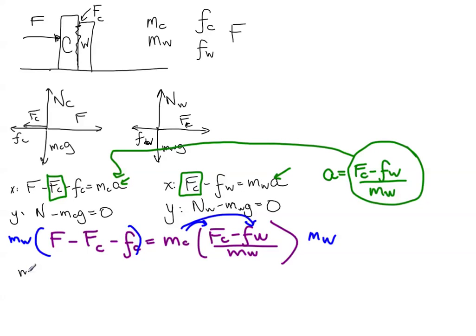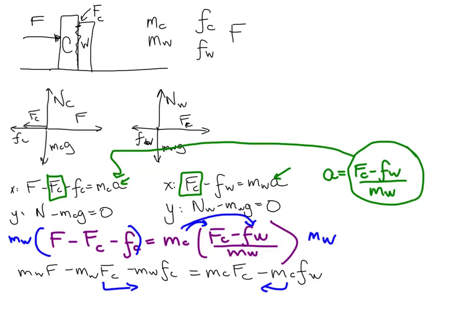M sub w F minus m sub w Fc minus m sub w friction c equals mc Fc minus mc Fw. All right? Now it's everybody with the contact force on one side, everybody without the contact force on the other side, which means that this guy has to go that way, and this guy goes this way, and we have this new equation.